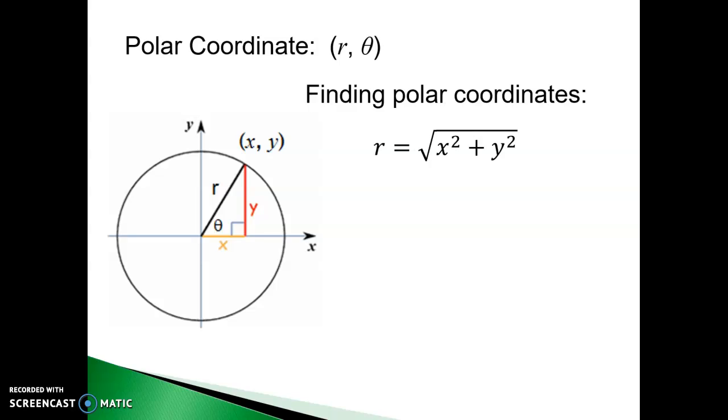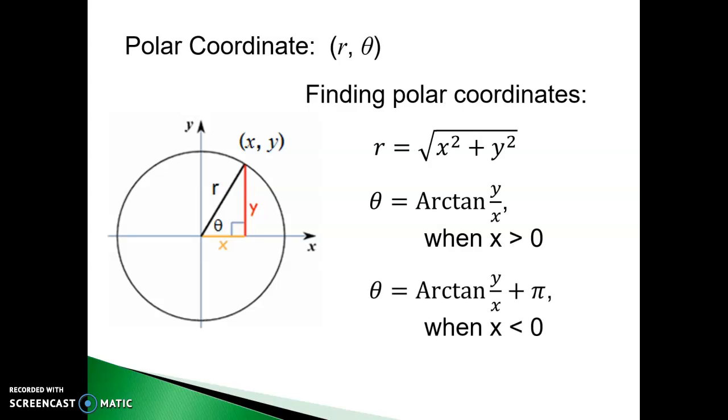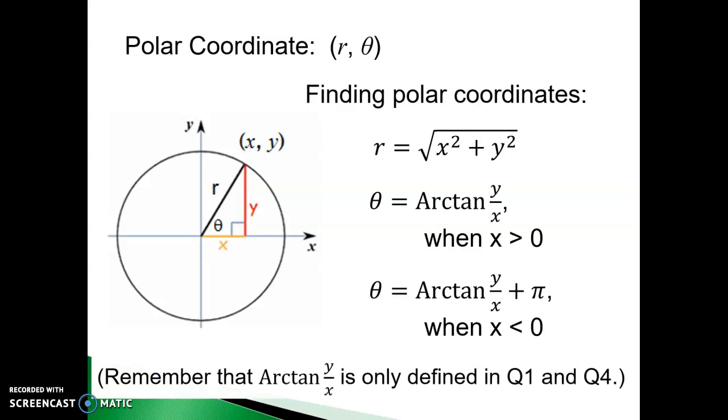And then if we take a look at theta, if we know x and y, then we can say that theta is the inverse tangent of y over x. And that works for quadrant 1 and quadrant 4, which is when x is greater than 0. So if we want to talk about it in quadrant 2 or quadrant 3, we would have to add pi or add 180. So anytime x is less than 0, that puts it in a quadrant where inverse tangent is not defined, because the inverse tangent is only defined in quadrants 1 and 4.